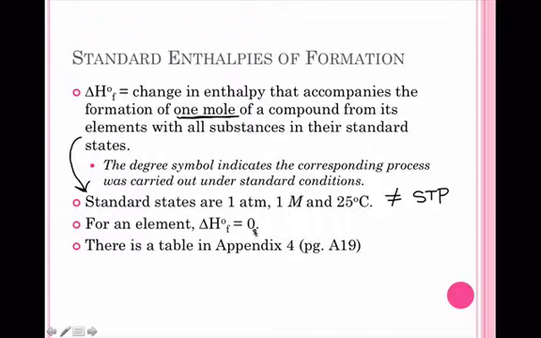If you're talking about the standard heats of formation, or the change in enthalpy for the formation of an element, it's always 0. So for example, if we were looking for the delta H heat of formation for oxygen gas, if you tried to look that up, you're going to see that it's equal to 0 because that is elemental oxygen. It is just 0. So you will never find it in the appendix. That's why if you're looking for some of these, they're not there because they're 0. There is a table in Appendix 4 in the back of your book on A19 which has all of these listed.